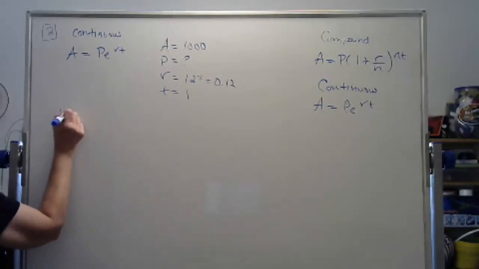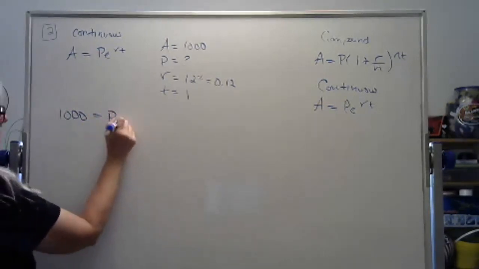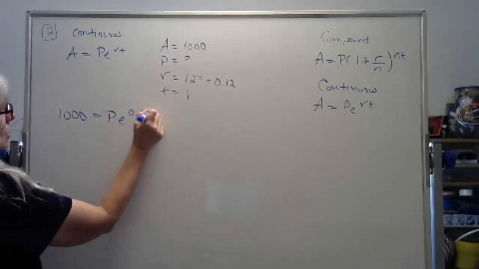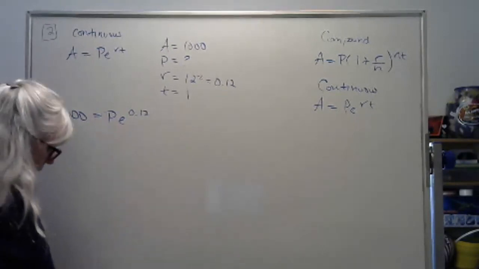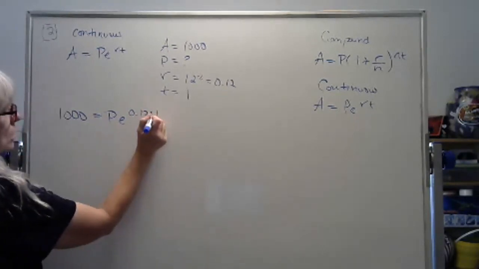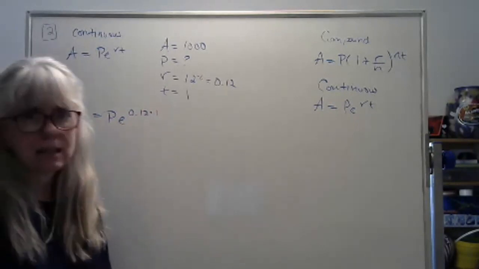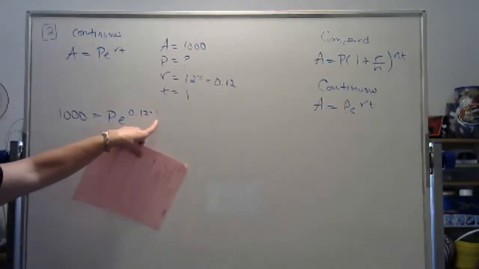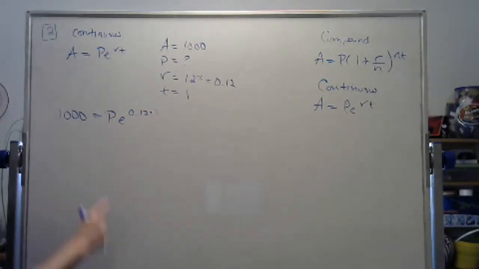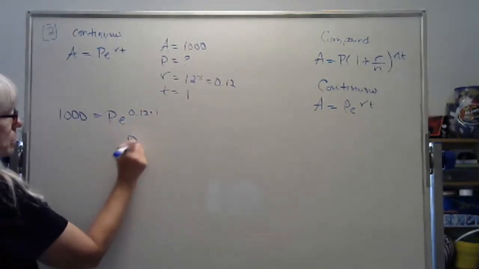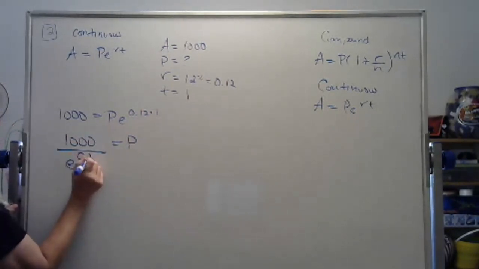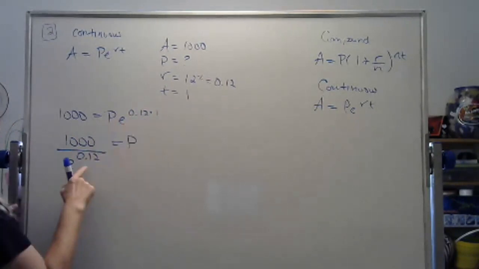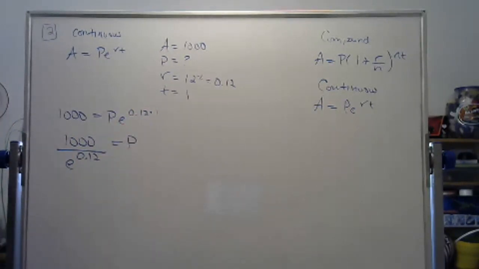So 1,000 for the amount is going to be equal to P(e) to the 0.12 times 1. As an exponent up there, I never know which looks better to you guys. I'm going to put a dot as a 1, but then people say, is that an exponent or is that a decimal? I don't know. But it's 0.12 times 1 up there as the exponent. Okay, well, we need to solve this for P. So P is going to be equal to the $1,000 divided by e raised to the 0.12, because 0.12 times 1 is just 0.12. Okay, take that to the calculator and tell me what principal I have to use now.